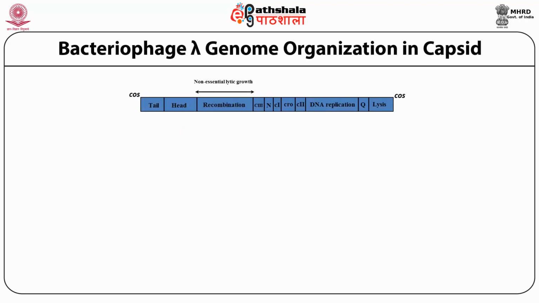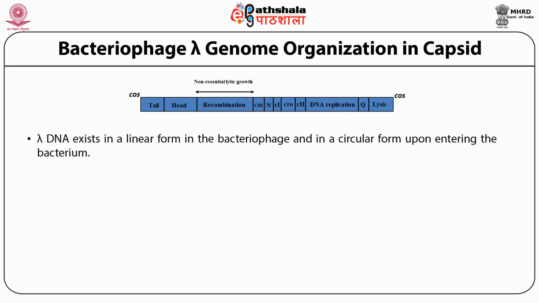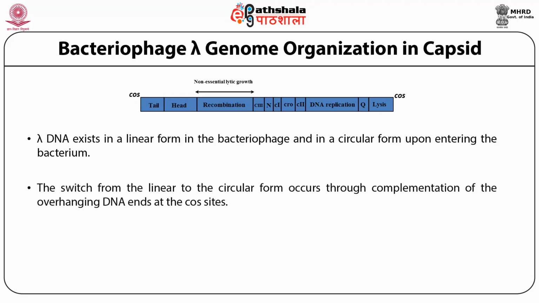Bacteriophage lambda genome organization in the capsid. In the capsid, bacteriophage lambda remains in a linear form of double-stranded DNA. Lambda DNA exists in a linear form in the bacteriophage and a circular form upon entering the bacterium. The switch from linear to circular form occurs through complementation of the overhanging DNA ends at the cos site.